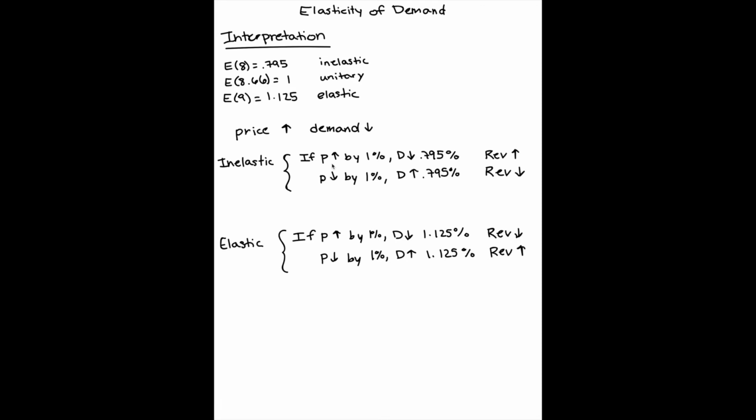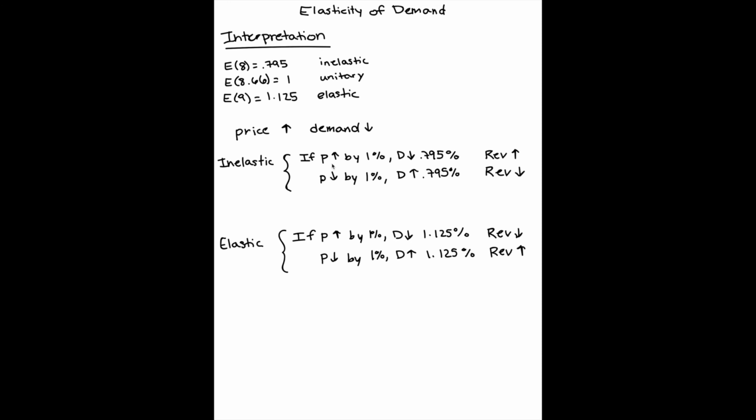Let's look at the interpretation of the inelastic interval first. So if the price increases by 1%, demand will decrease by 0.795%. This means that our revenue will actually increase overall because our price increase offsets our demand decrease. And it works the other way around too. If price decreases by 1%, then demand will increase by 0.795%, but our revenue will decrease overall because now our price decrease was more influential than the few new consumers who chose to buy our product.